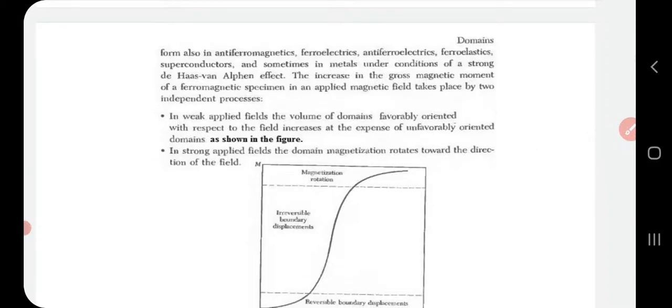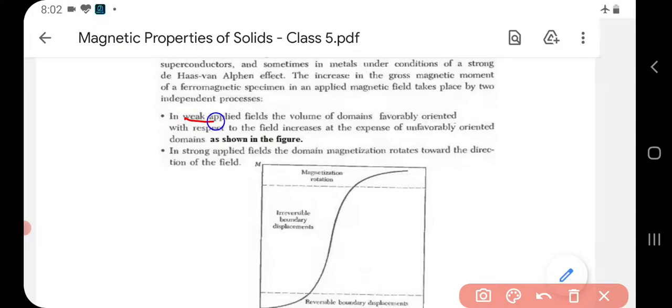Now what happens when you apply a strong field? Then the domain magnetization rotates toward the direction of field. So these are the two conditions that happen: when you apply a weak field, domains which orient in the direction of field will increase when compared to domains which orient opposite to the direction of field. When you apply a strong field, magnetization will rotate toward the field direction. That graph is shown here.